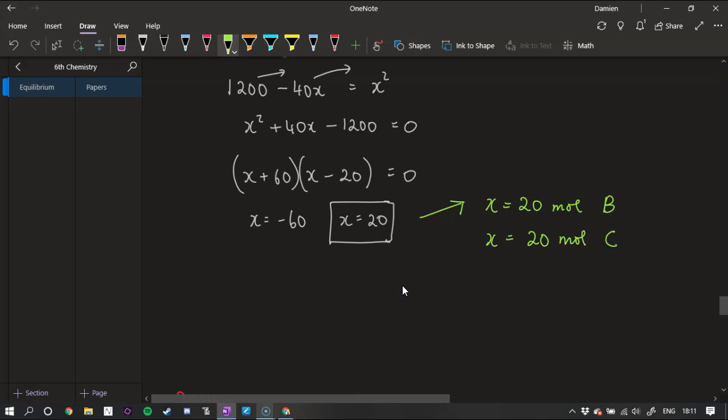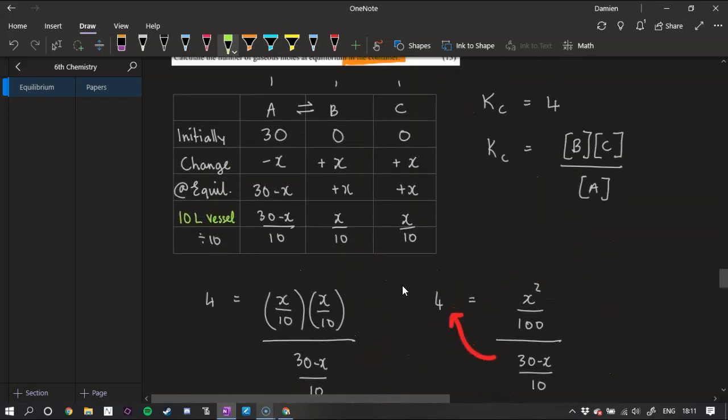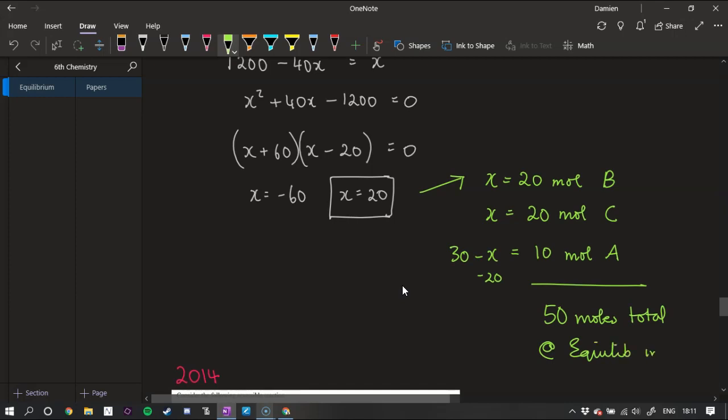But then also, what about A? Is there any of A left in the container? If we go back up here, we can see that at equilibrium, there was 30 minus x present. So 30 minus x is going to be 30 minus 20, which is going to give us 10 moles of A. So not all of A reacted. So in total, you've got 50 moles total at equilibrium in the container.